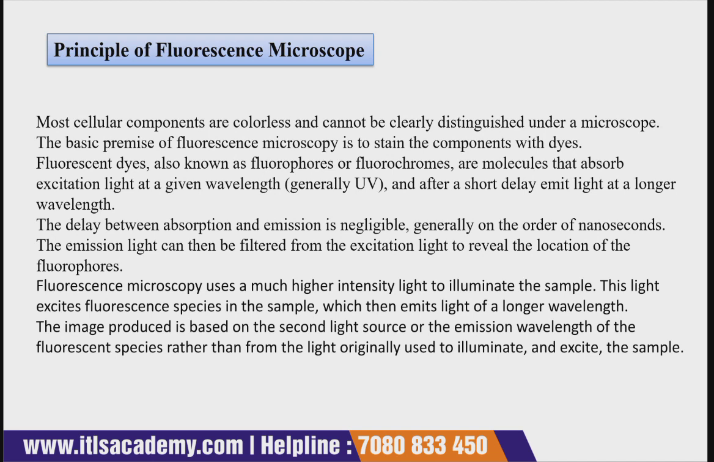Fluorescence microscopy uses a much higher intensity light to illuminate the sample. This light excites the fluorescent species in the sample, which then emit light of a longer wavelength. The image produced is based on this second light, the emission wavelength of the fluorescent species, rather than the light originally used to illuminate and excite the sample.